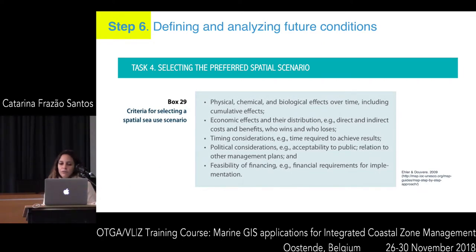And these are some of the criteria that can be used to select a spatial scenario. Exactly, the feasibility of financing, political considerations, timing considerations, and obviously economic effects and biophysical and ecological effects.